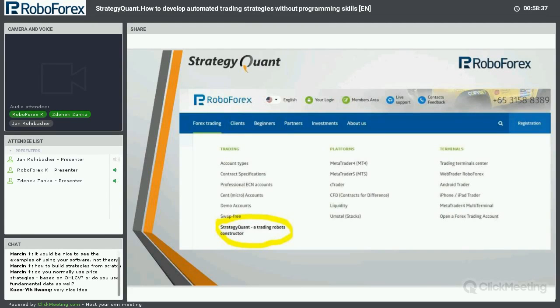Yeah, we have a question here from Marcin, if we could show examples of using our software. If you take the Strategic One software from RoboForex, you will get an ebook with more than 50 pages, I think, and there is a detailed description of strategy development, how to build strategies, how to test robustness. Everything is described in detail.